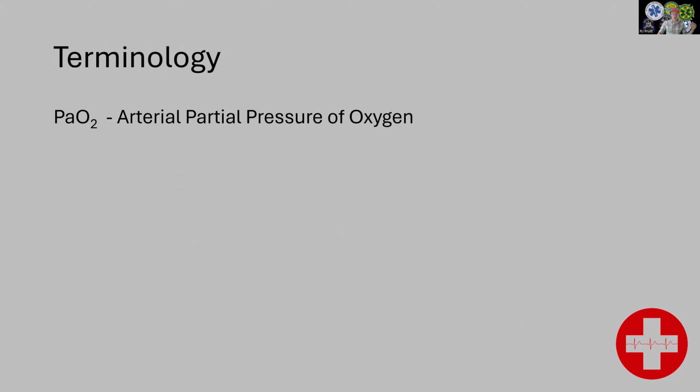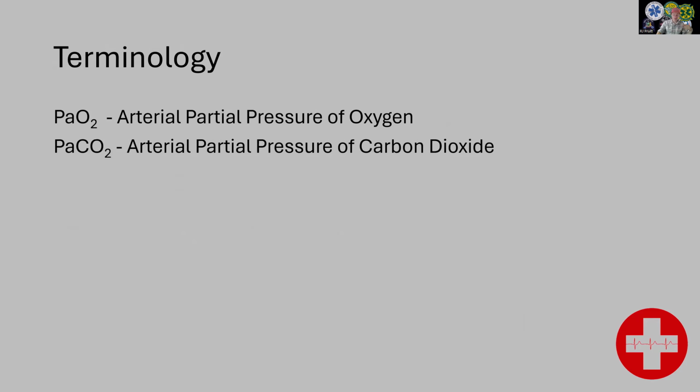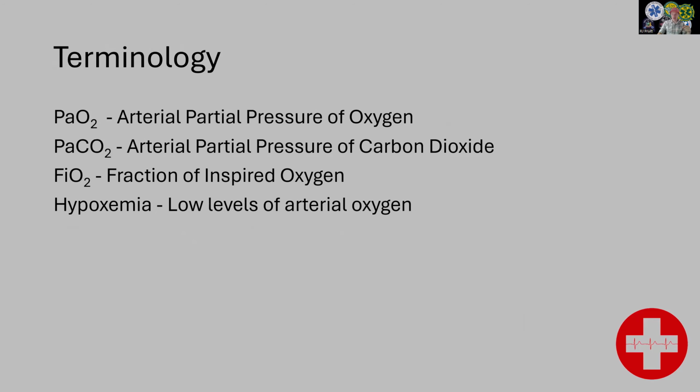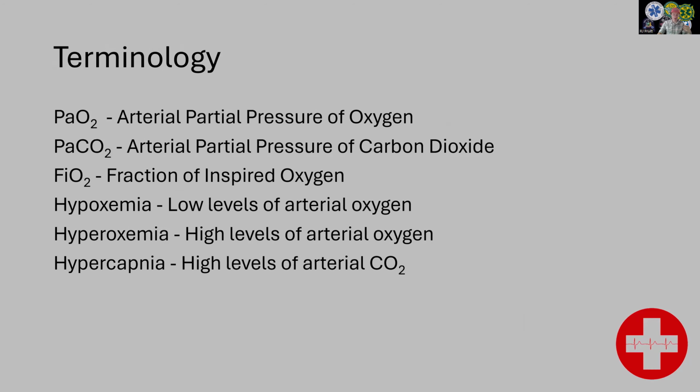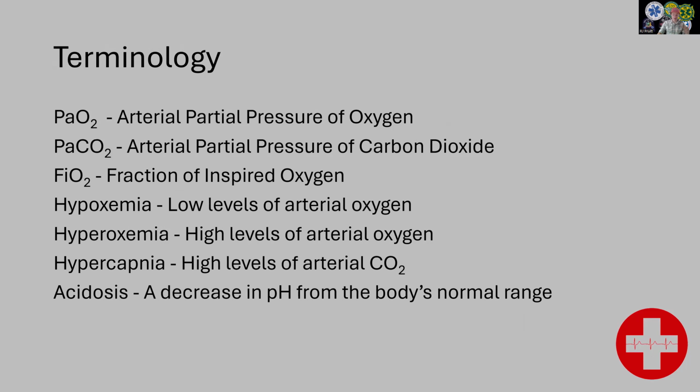So PaO2 is the pressure of oxygen inside our arteries. PaCO2 is the same thing, but for carbon dioxide. FiO2 I've talked about in class several times. That's our fraction of inspired oxygen. Hypoxemia is low levels of oxygen in the blood in the arteries. Hyperoxemia, the opposite of that, is high levels of oxygen in the blood in the arteries. Hypercapnia is high levels of CO2.